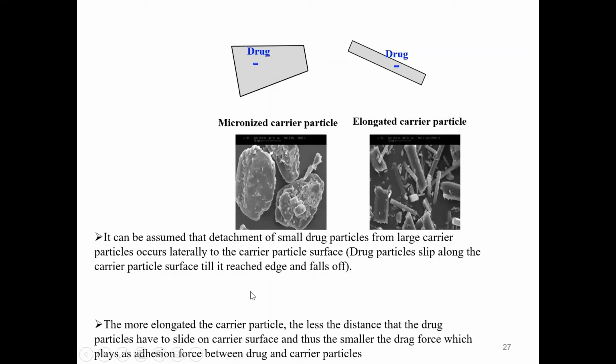Why is this happening, or why can an elongated carrier perform better than less elongated particles? Imagine these blue dots are the drug particles on carrier surfaces, and this is a rectangular shape, but this is a needle shape. Imagine both of them are supposed to travel the same distance as a result of the air stream. You can see that if they travel the same distance, this drug is still on the carrier surface, but this drug is out of the needle shape particles.